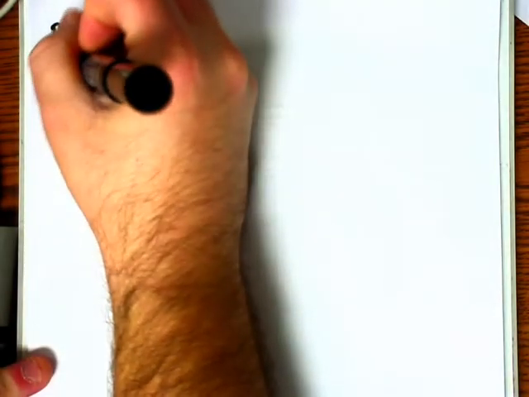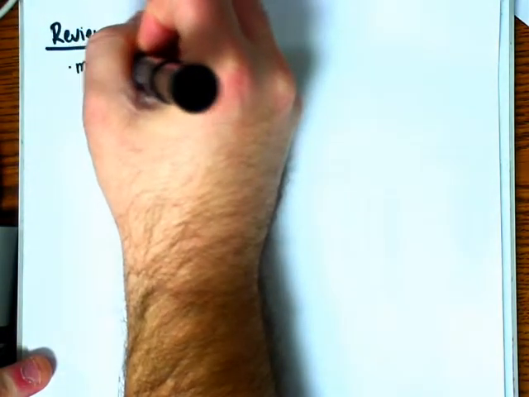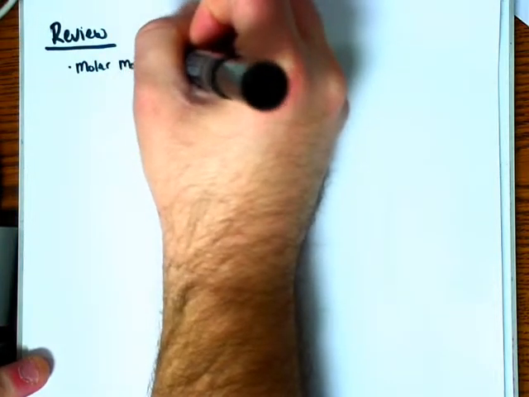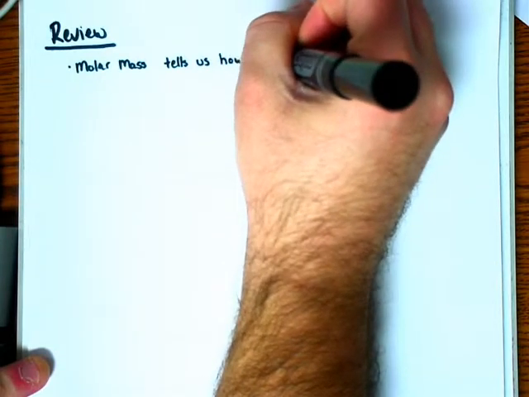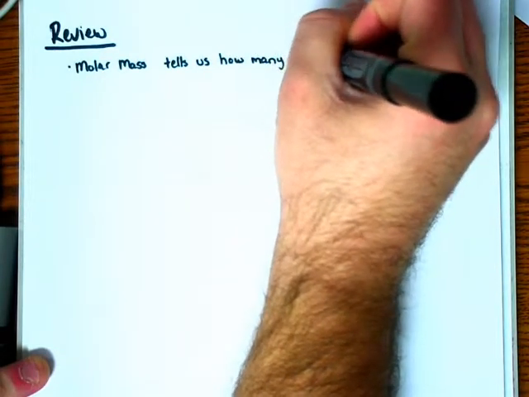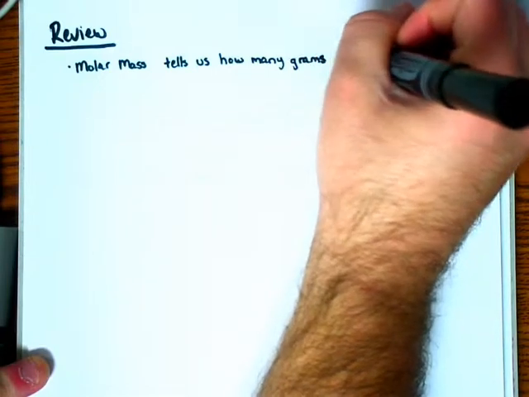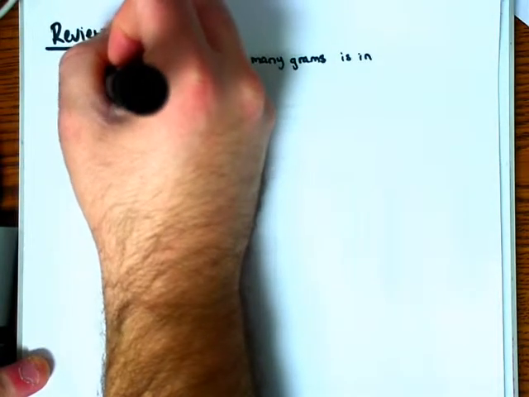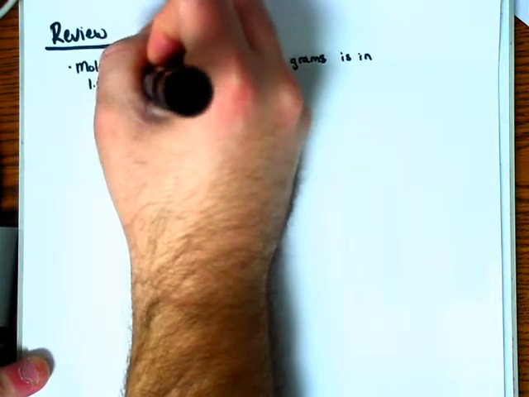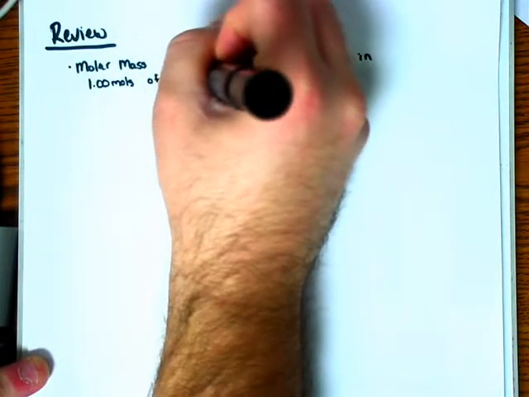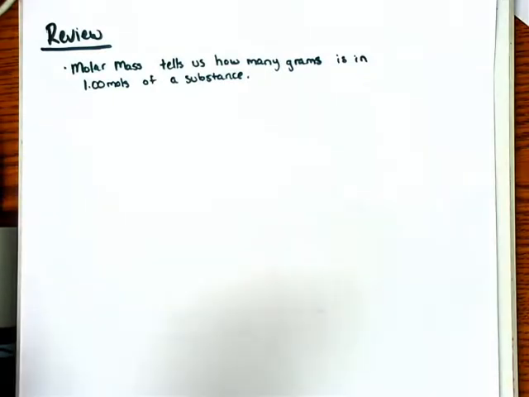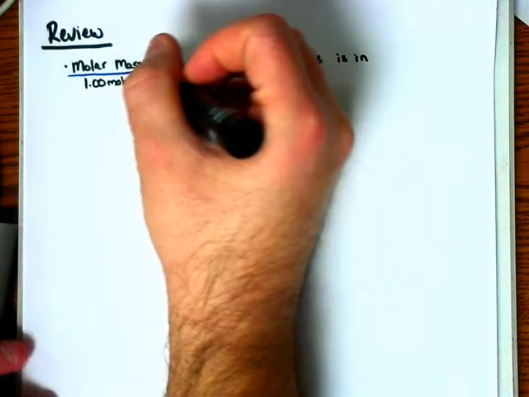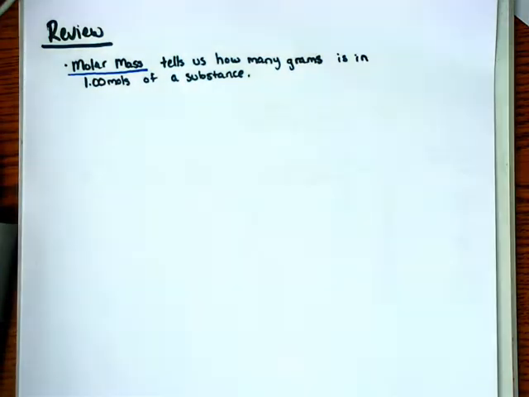Molar mass tells us how many grams is in 1.00 moles of a substance. So 1.00 is basically just 1. So the molar mass tells us how many grams is in 1 mole of that substance. Okay, simple enough.